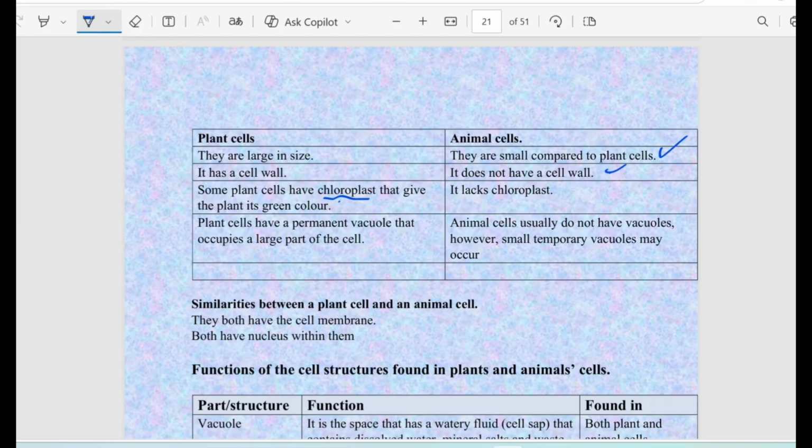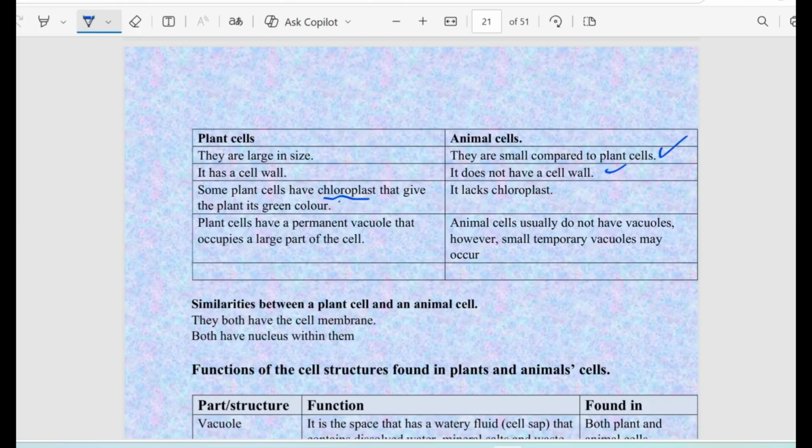When it comes to animal cells, they lack chloroplast, so there is no chloroplast. And remember, if there is no chloroplast, there is no chlorophyll, and this makes animals not to be green. So animals can't make their own food because they lack the chloroplast.